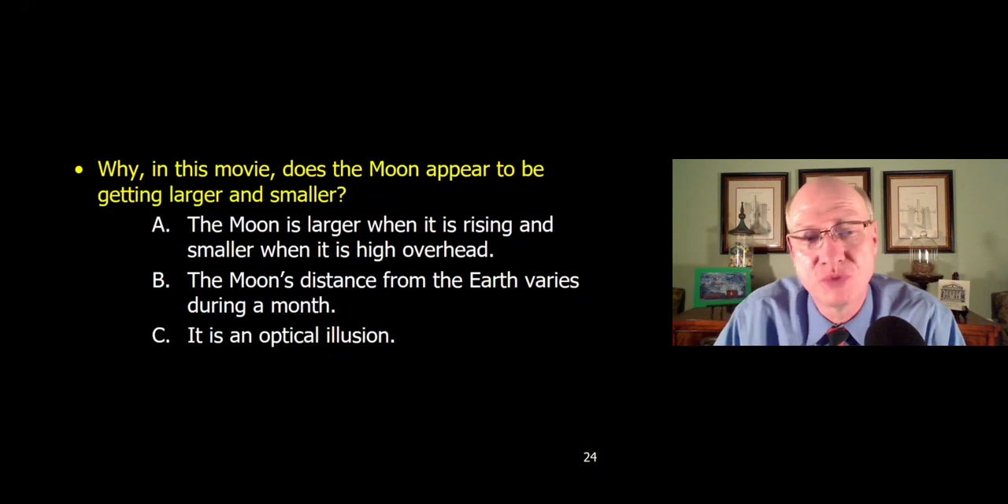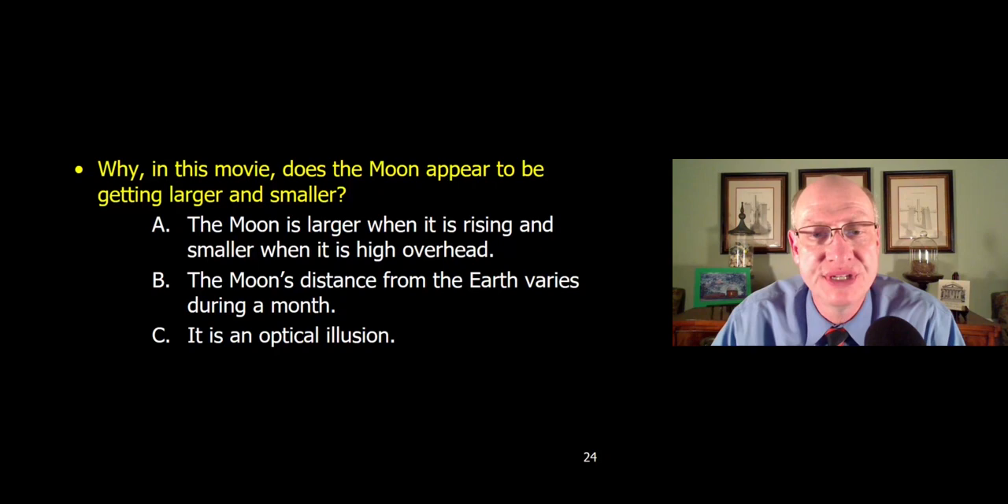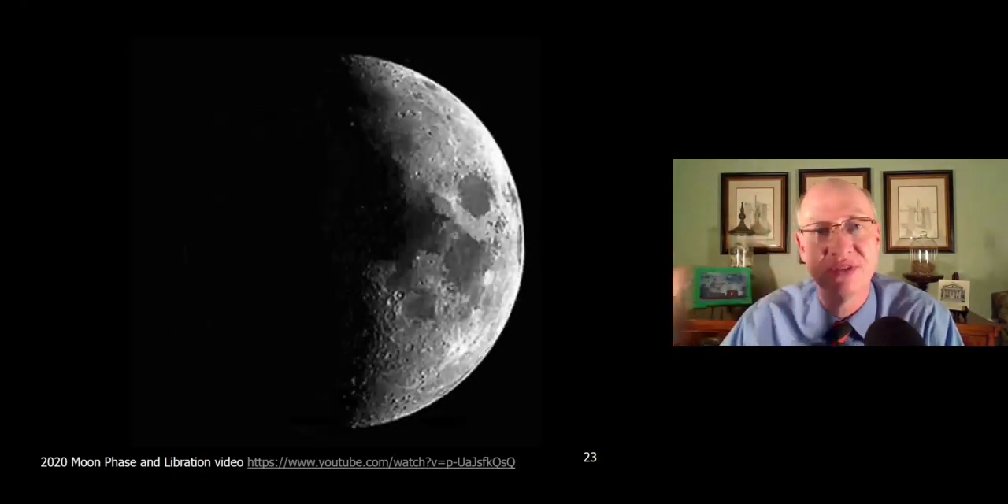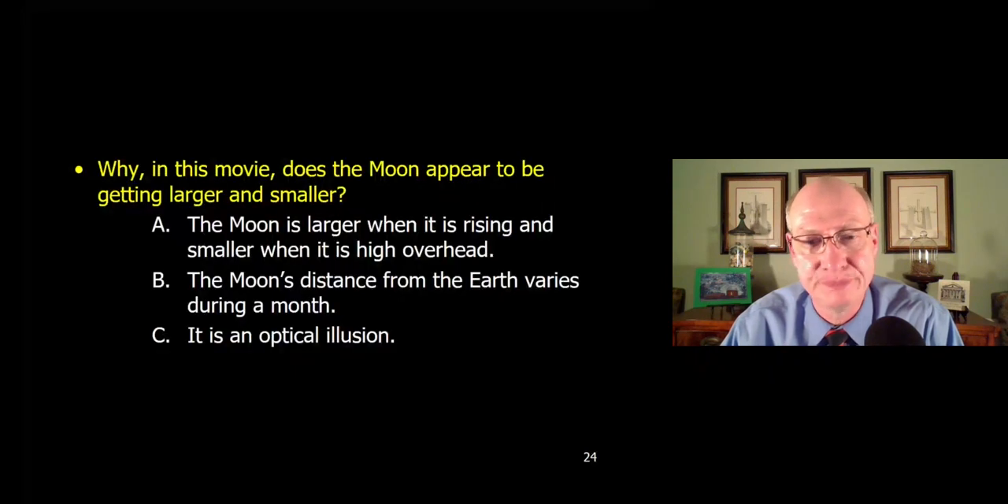All right, welcome back. So what's the answer to this one? Well, the answer is B. The moon's distance from the Earth varies during a month. As the moon comes closer to us and farther away, when the moon is closer than average, it looks a little bit bigger. When it's farther than average, it looks a little bit smaller than average.